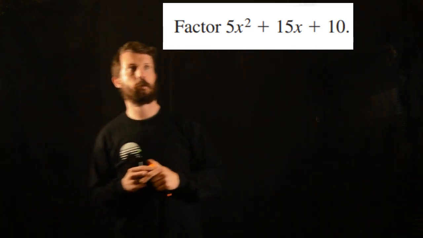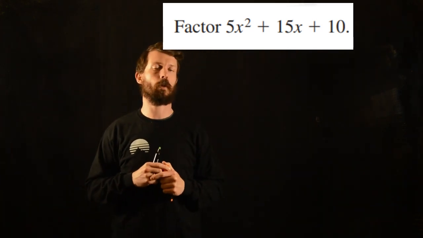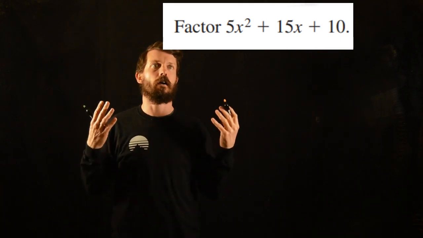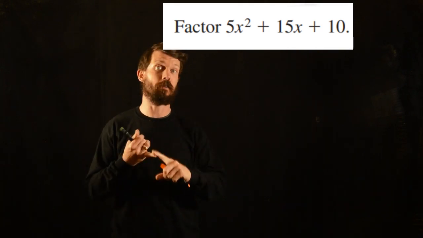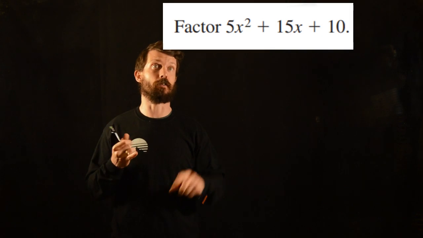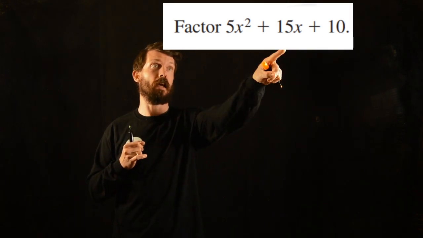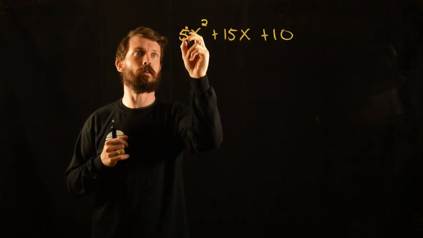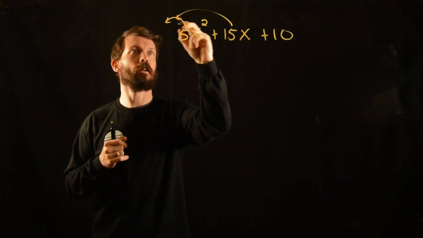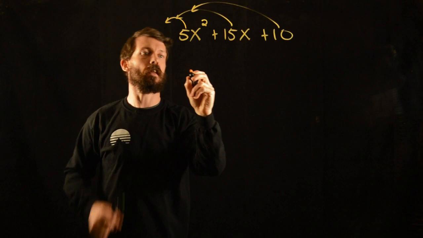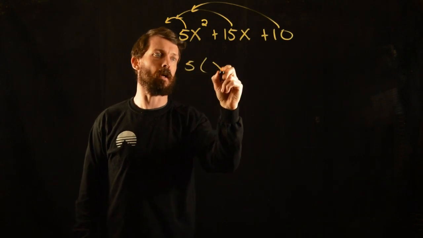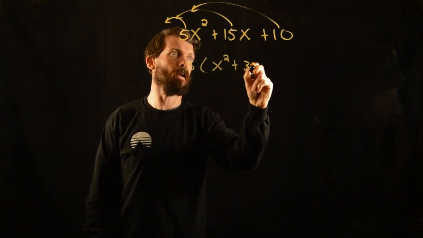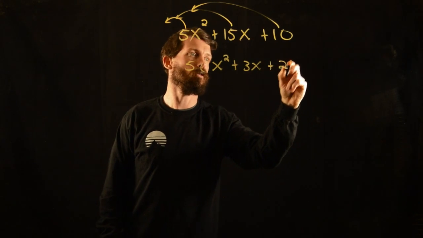All right, here's another example. We have 5x squared plus 15x plus 10. Remember, the first step is always to see if you can factor out a GCF. So I'm going to look at 5x squared, 15x, and 10. I know all of those I could take a 5 out of. So I'm going to do reverse distribution of each and every one of these guys. That's going to give me a 5 on the outside. This would become x squared plus 3x plus 2.